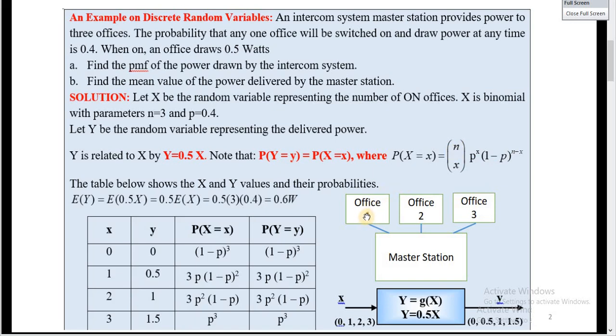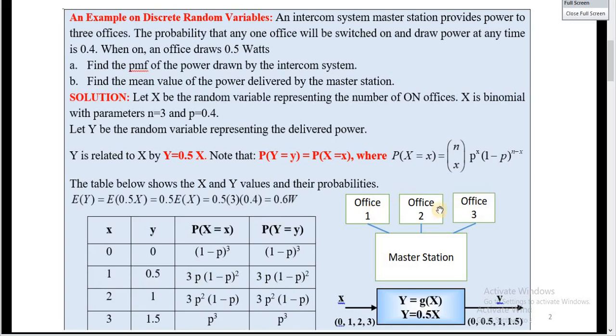So the probability that all offices are switched off, this means that x is 0. So in this case we have 3 choose 0, p to the power 0, 1 minus p cubed. This is the probability that x is 0. If x is 1, we have one office on, then probability that x equal 1 equal 3 choose 1, p to the power 1, 1 minus p squared. 3p, 1 minus p squared.